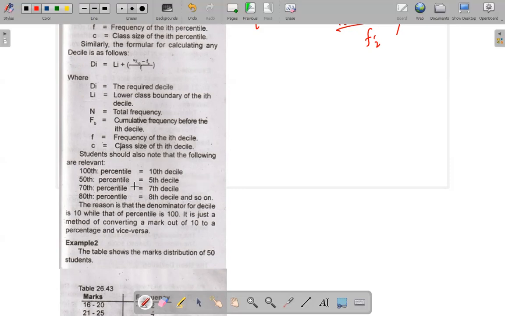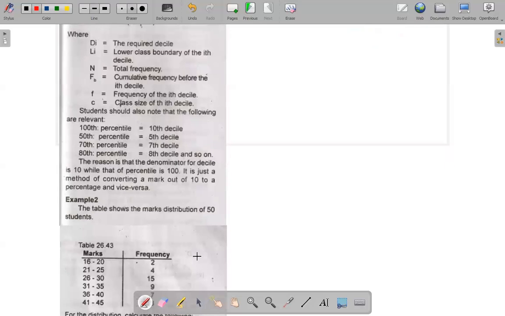The same thing, 50 percentile is equal to 5th decile, because 50 is half of 100, and 5 is half of 10. 70 percentile is equal to 7th decile. Why? Because 70 divided by 100 is 7 over 10, and 7 divided by 10 is still 7 over 10. And so it goes like that. The reason is that the denominator for decile is 10, while that of the percentile is 100. It is just a method of converting a mark out of 10 to a percentile and vice versa.